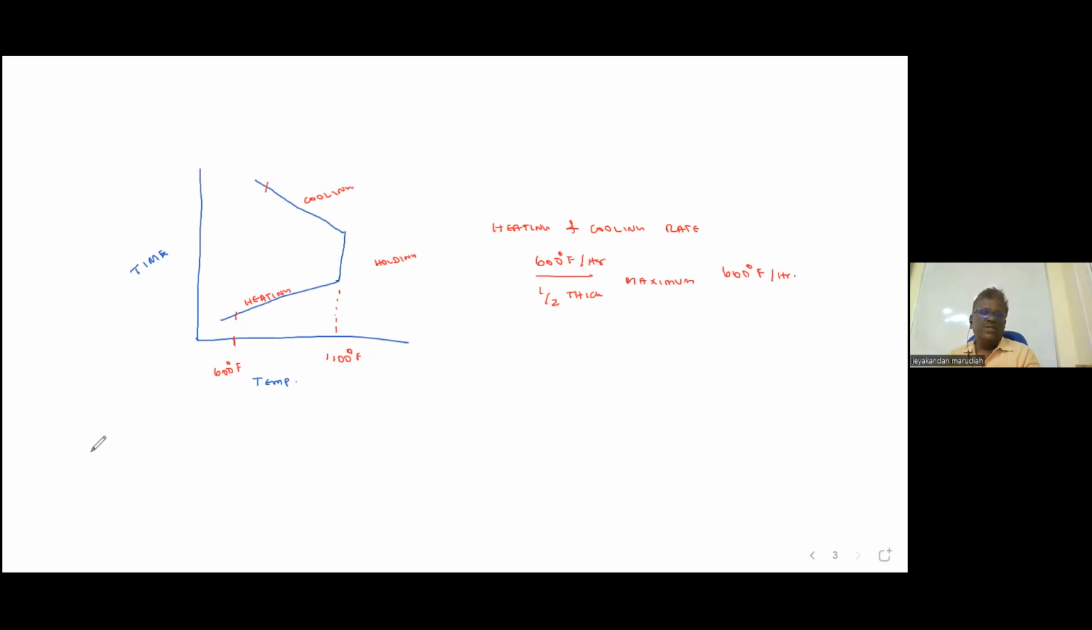So for example, for 1 inch thickness, if you apply the rule 600 degrees Fahrenheit divided by half of this, 0.5, it will come to 1200, which is not allowed because the maximum allowed is 600 degrees Fahrenheit per hour. Suppose your thickness is 4 inch, then it will be 600, half of this is 2 inch, then you have to heat it 300 degrees Fahrenheit per hour.